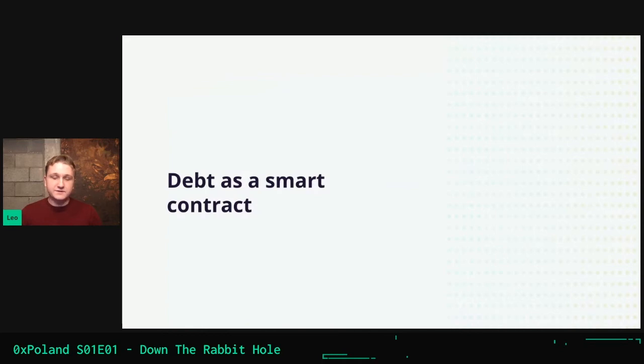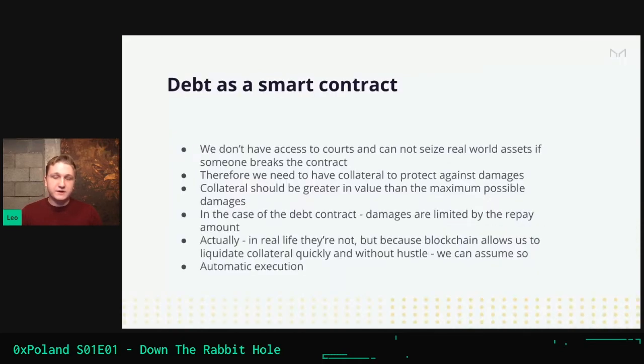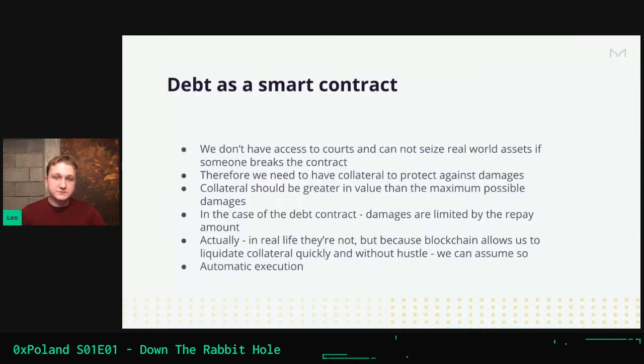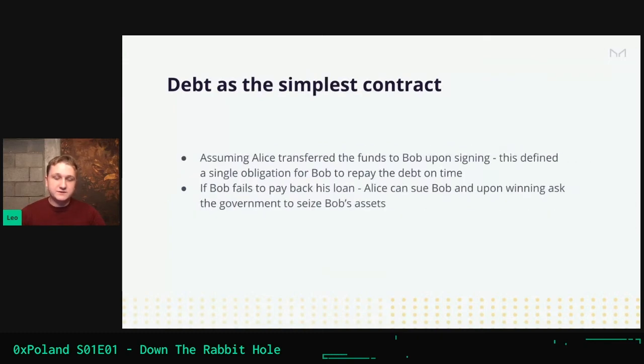But then debt as a smart contract should be different, because in the smart contract world, we don't have courts, and we cannot just seize real world assets. So we need to think how to be secure without relying on courts, how to be secure by relying on the blockchain and the mechanisms that it gives us. So we need to have collateral to protect against damages.